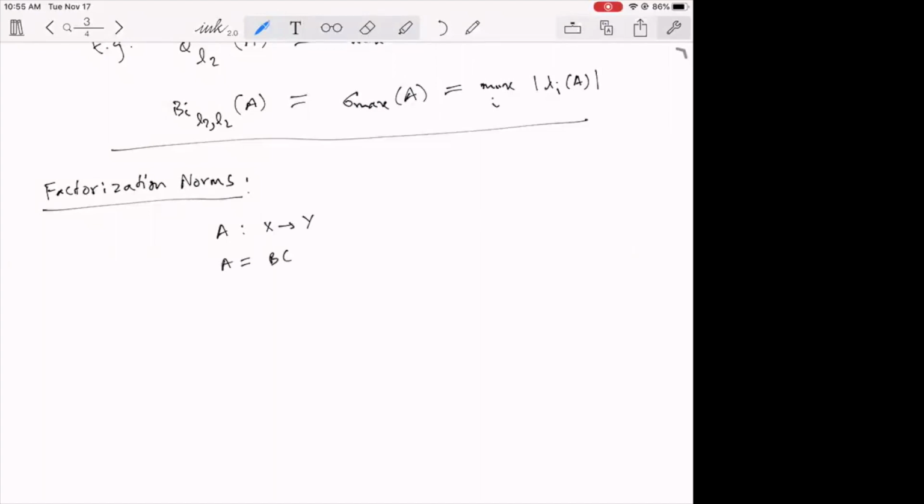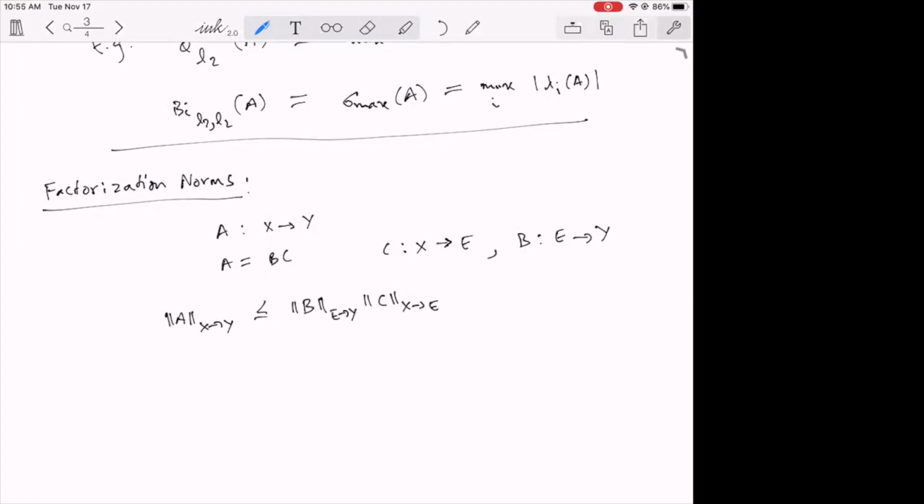where C is a linear map from X to... actually, let's be more general here, sorry. C is a linear map from X to E, and B is a linear map from E to Y. Then the following natural inequality holds, which is that the operator norm of A, X to Y, is at most the operator norm of C times the operator norm of B. So X to E, E to Y.